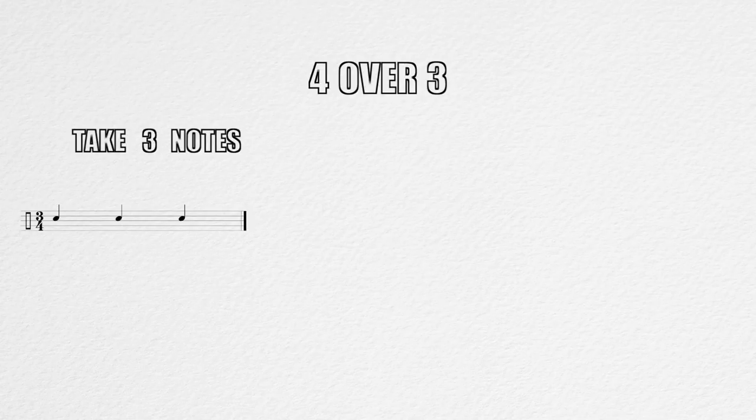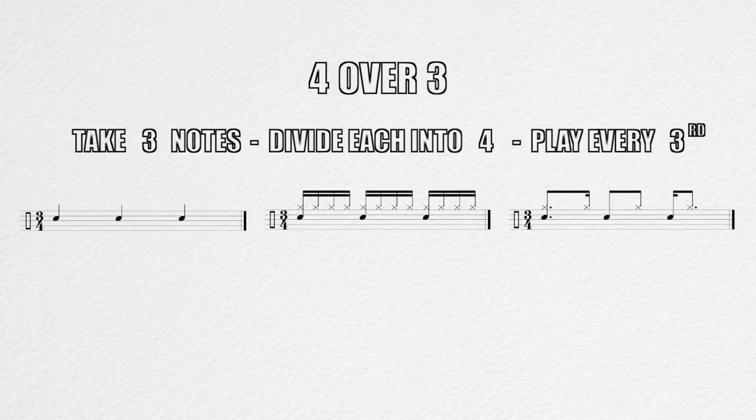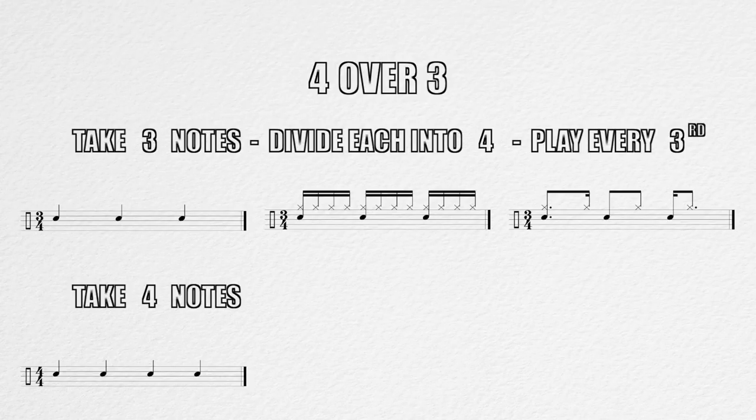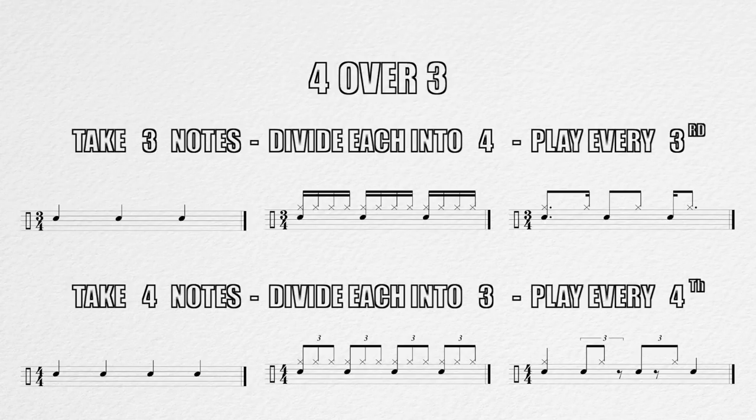Let's look at the next polyrhythm, 4 over 3. And again, we use our formula. 3 quarter notes, divide each one in 4, and play every third note. And here it is from the other side, 3 over 4. Take 4 notes, divide each into 3, and play every fourth.